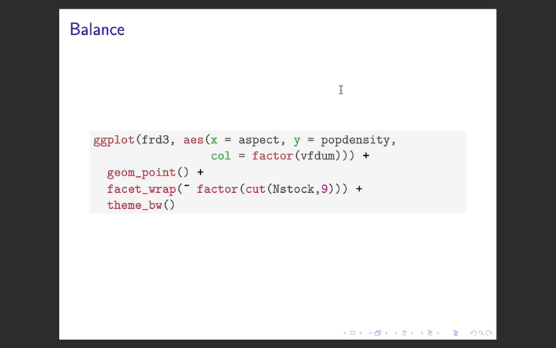Now, three key covariates are aspect, population density, and neighboring stock. So, we look at this trivariate balance. We use ggplot. This is the x, y, and we convert different ranges of neighboring stock into a factor. These will make up the facets. And then we ask R to plot points in this space. The points will be colored according to the village forest dummy.